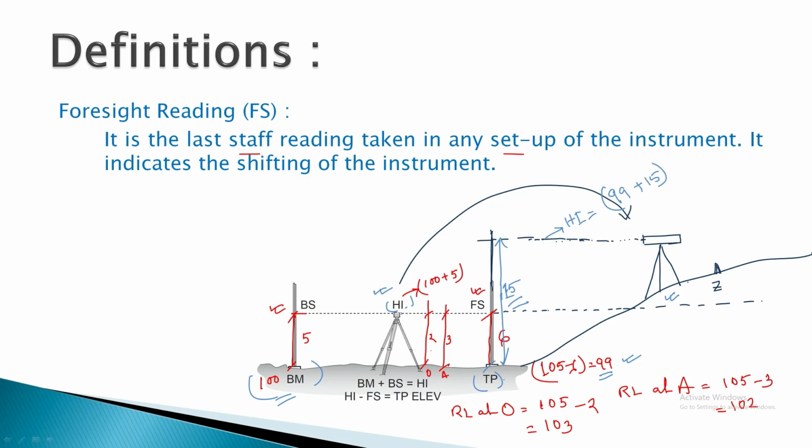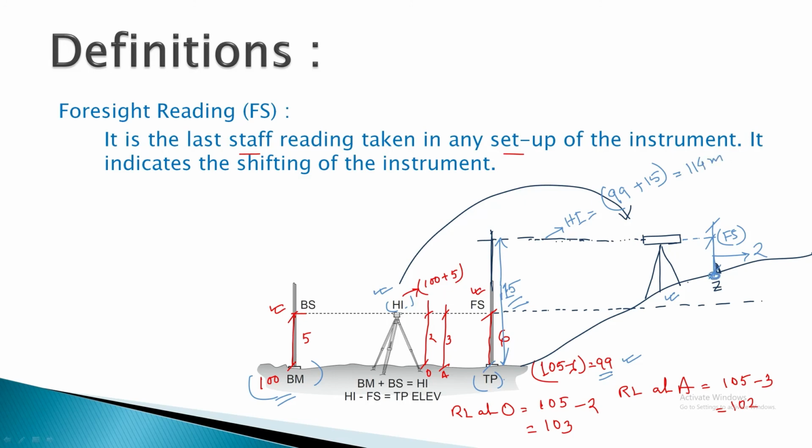Now readings are taken. Look, in the previous case O, A, these are intermediate sight readings, and the last one is the foresight reading. So we just need to determine only one single reading from this point here. This reading will be the foresight reading because no other readings are taken. Now if the value is, suppose, 2 meters, the height of instrument we already know, that is 99 plus 15, equals 114 meter.